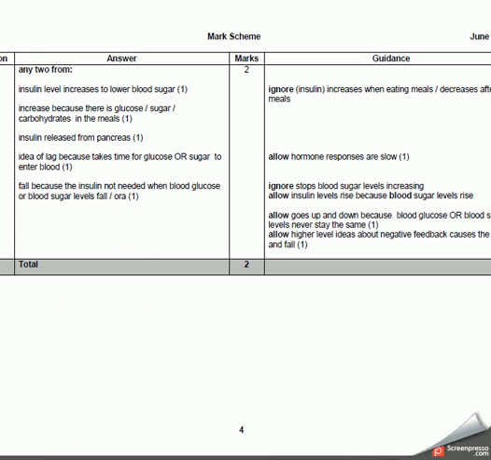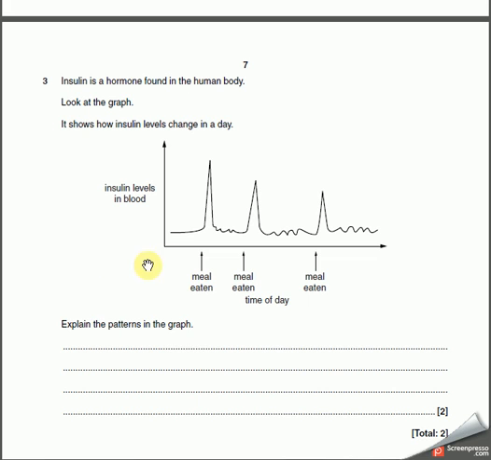Basically what it's saying is it wants you to know what's happening with this graph, and it's asking you to explain it. Okay, well, what I did is describe the graph. I said every time a meal is eaten, you can see that the insulin levels increase. It says explain. Okay, explain. And explanation is, why is it happening?